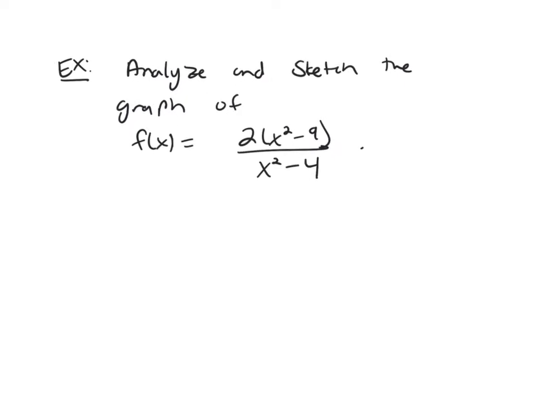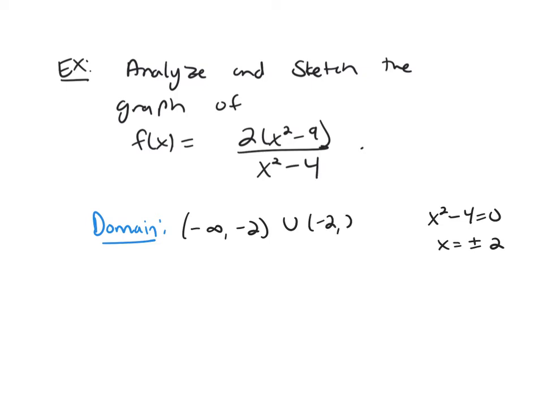Remember our guidelines. The first thing you want to do is find the domain of this function. So here I have a rational function, so if I set the denominator equal to 0 and solve, you're going to get x equals plus or minus 2. So that's the only values that x can't be. So the domain would be negative infinity to negative 2, negative 2 to 2, and then 2 to infinity. So there's my domain.